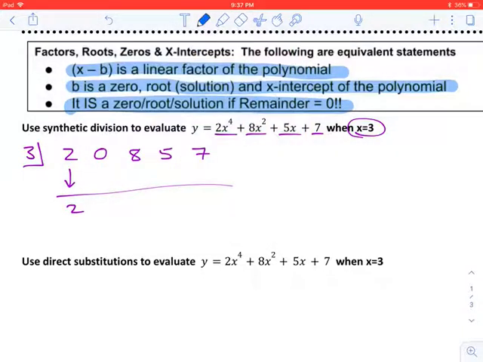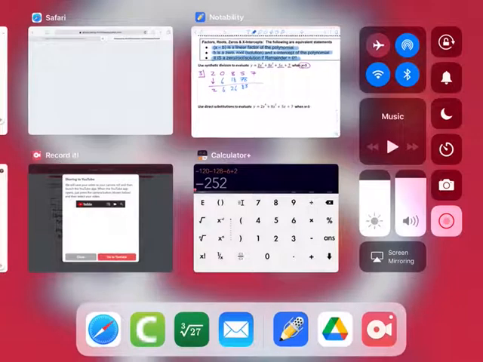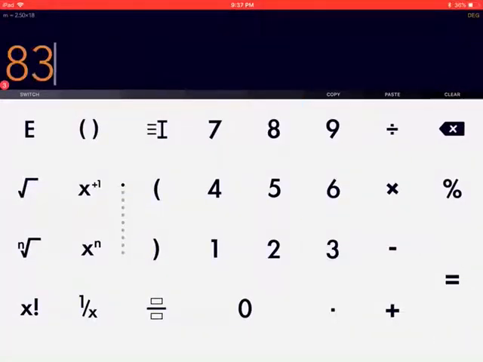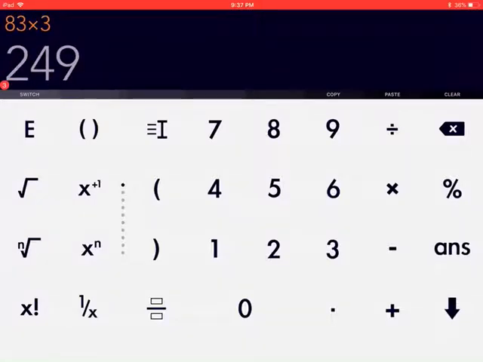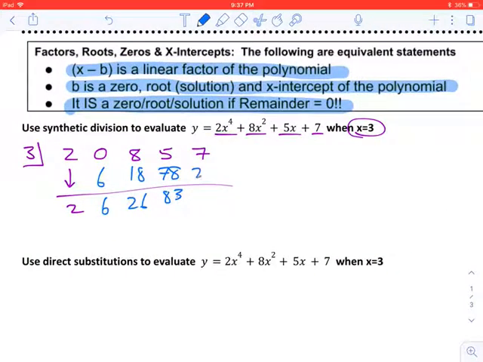So multiply, 2 times 3 is 6, add down, that's 6. 6 times 3 is 18, add down, that's 26. 26 times 3, that's 78. Add down, that's 83. 83 times 3, let's do that in the calculator. That's 249. And so 249 plus 7 is 256. Not a remainder of 0.